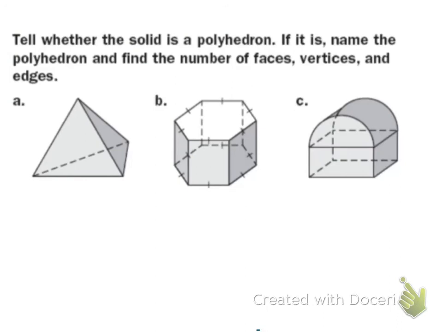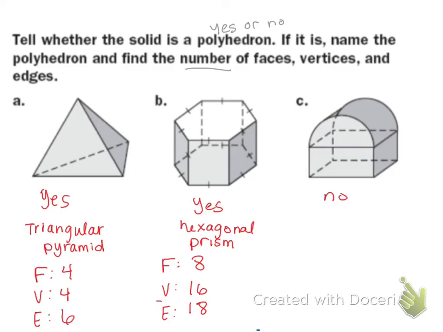So try this one on your notes. You're telling whether it is or not, so it should be a yes or no. And if it is, you need to name it and find the number of faces, vertices, and edges. Okay. Go ahead and check your answers. We have 2 polyhedrons that we named by their bases. And then C was not, since a semicircle that it made up is not a polygon.